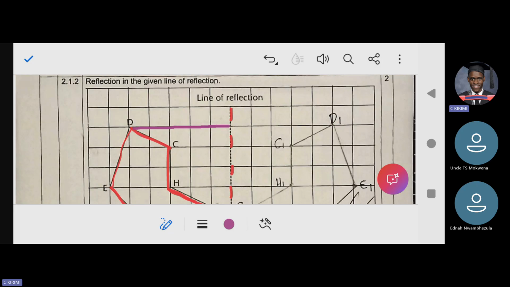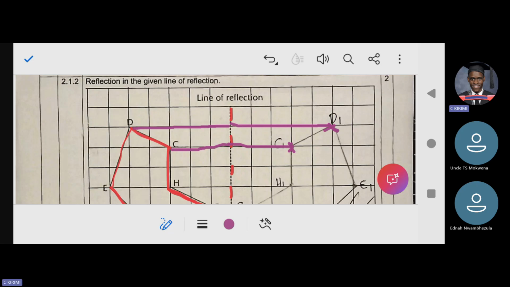So to the right now you put 1, 2, 3, 4, then you mark 5. That is your point D. You do the same from the line of reflection. How many lines is C? So you count 1, 2, 3, 3 lines. You also do the same: 1, 2, 3, then you mark that point.